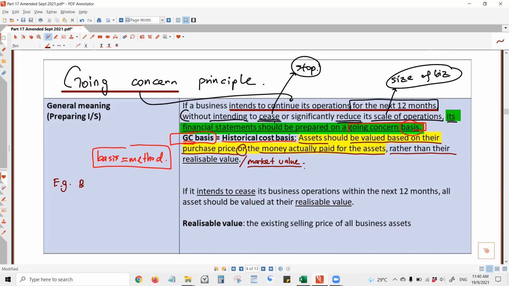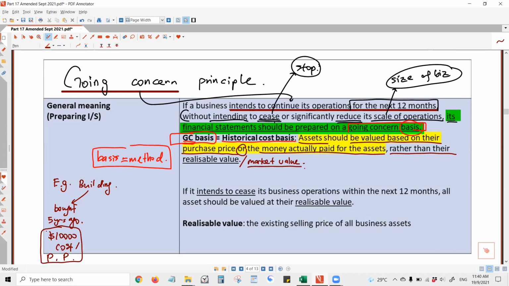Let's talk about a building. A building is an NCA, right? Let's say you bought the building 5 years ago. You may write down the example, because you don't have an example here. 5 years ago, you bought the building for 10,000. This is known as the purchase price. Purchase price is also known as the cost. Cost means purchase price.